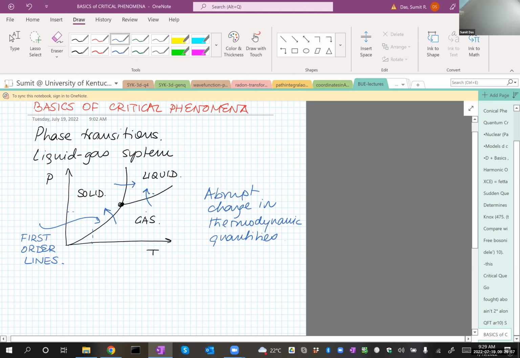Now, you must have noticed I've drawn the diagram in a way that this particular line which separates the liquid and the gas actually ends at some point. Beyond that point, there is no distinction between liquid and a gas. On the other hand, the lines which join a solid and a gas or a solid and a liquid, they don't end anywhere. They just keep going forever. This particular point is called a critical point.